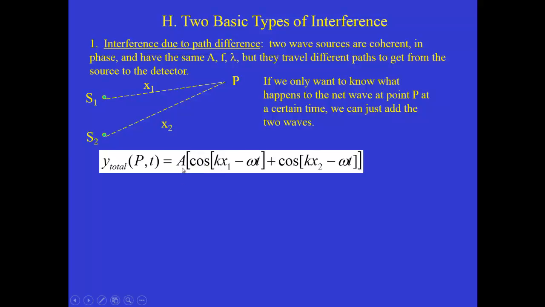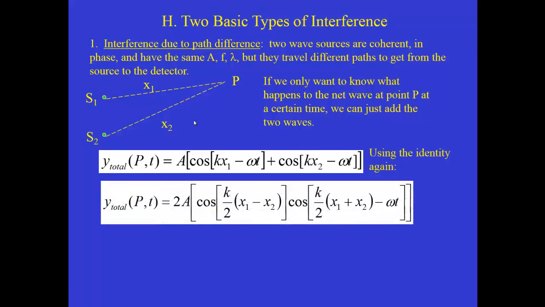If they have the same amplitude, we factor out the amplitude, and we get cosine of kx1 minus omega t plus cosine of kx2 minus omega t, where x2 and x1 are the distances shown in the sketch. We now can use the identity that we've used several times for adding together two cosine functions, and we end up with the product of two cosine functions as the result.